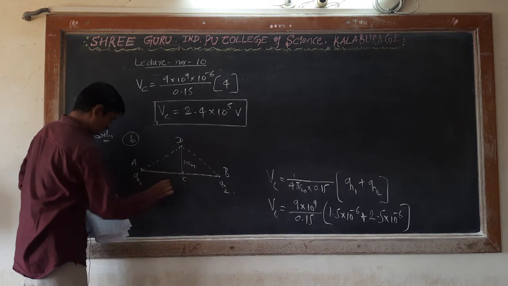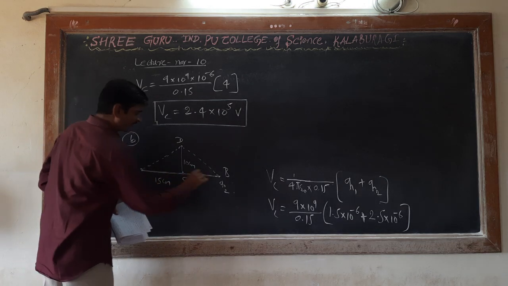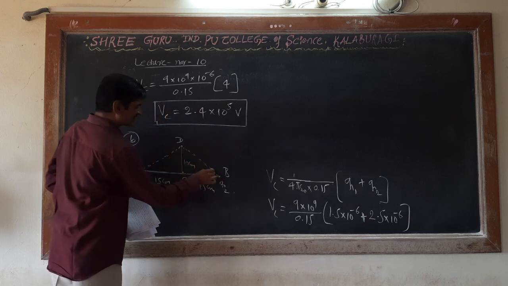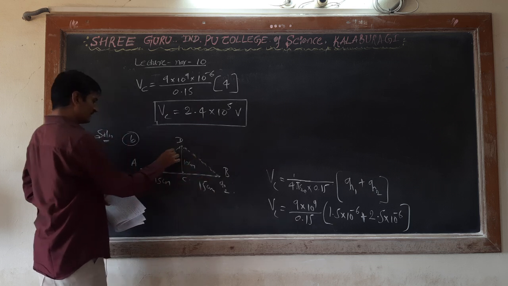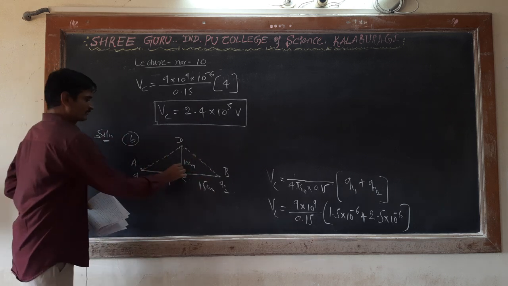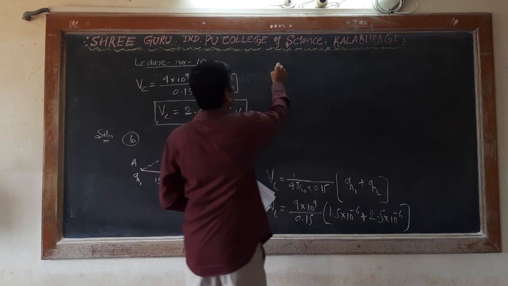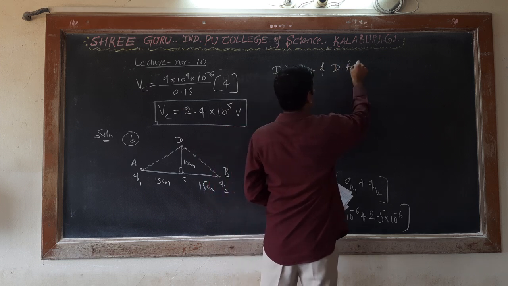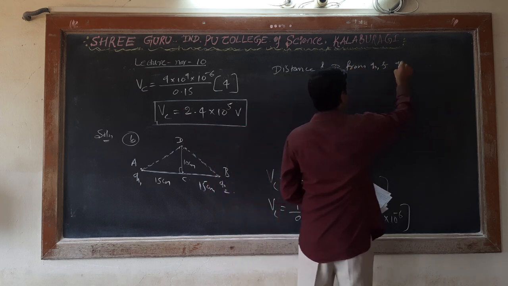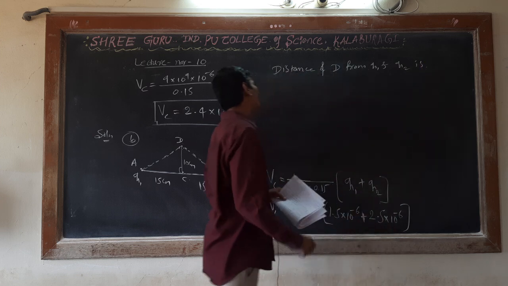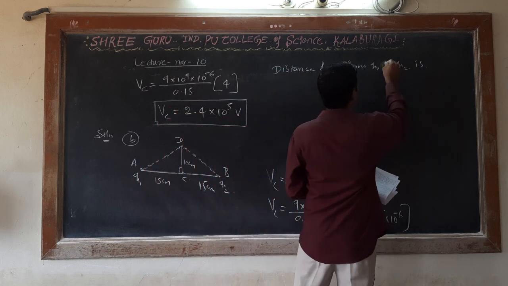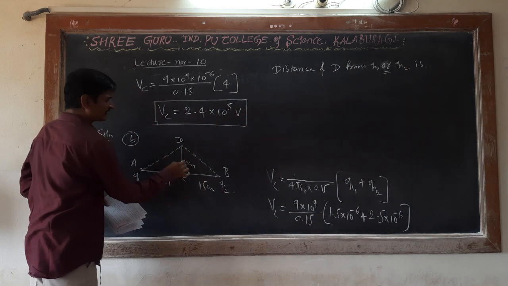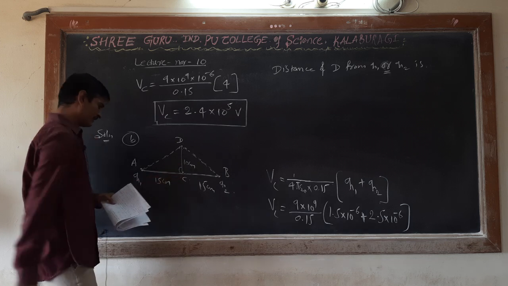This value is 15 centimeter, and this value is also 15 centimeter, and this value is 10. So what will this distance be? Using Pythagoras formula you can write. So the distance of D from Q1 or Q2, any one charge, I will write, because both are equal. Both distances will be equal, because this is 15 centimeter, this is 10, this is 15, this is 10.